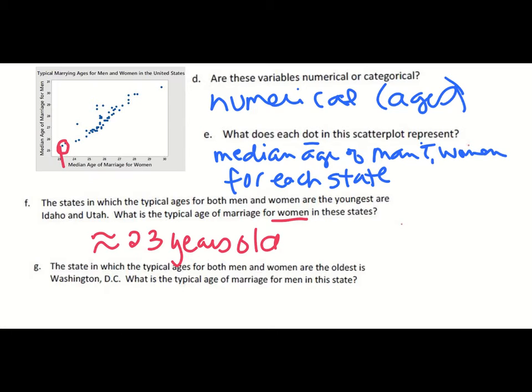It says the state in which the typical ages for both men and women are the oldest is Washington, D.C. What is the typical age for men in this state? So this is the oldest. So for men, that's over here. So that looks like that's probably about maybe 30. Oh, maybe that's a little high. So maybe I'm going to say maybe about 30 years old from the looks of that, if I'm trying to read the chart. I can't really draw very well, but I would probably say 30, 31 years old.